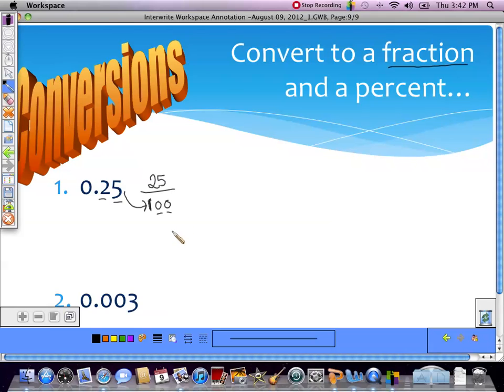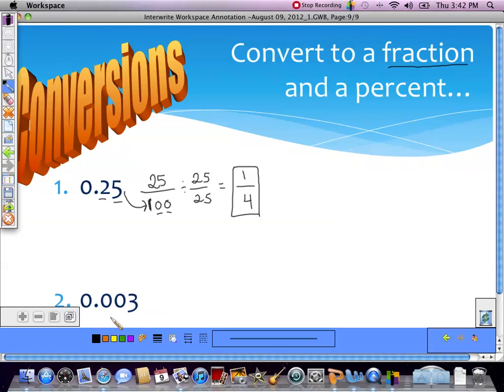So you need to find the greatest common factor, which is the biggest number that will go into both of these evenly. And in this case, it will be 25. 25 divided by 25 is 1, and 100 divided by 25 is 4. So 0.25 or 25 hundredths written as a fraction reduces down to 1/4.